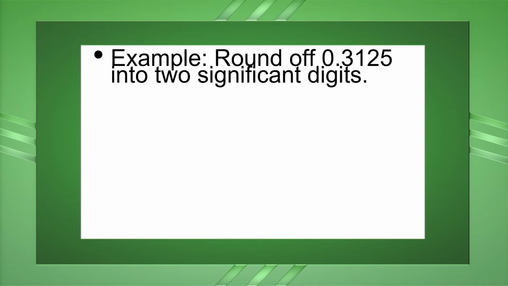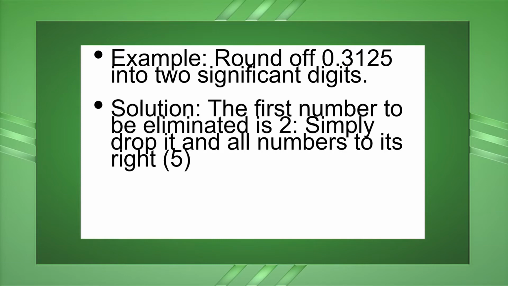Another example, round off 0.3125 into 2 significant digits. Solution, the first number to be eliminated is 2. Simply drop it and all numbers to its right. Answer, 0.31.